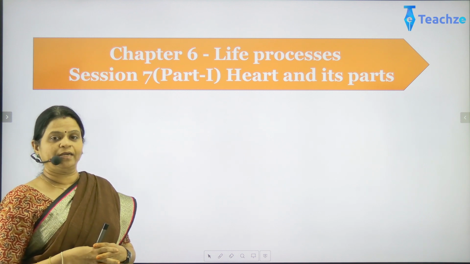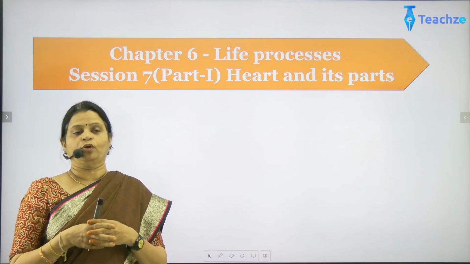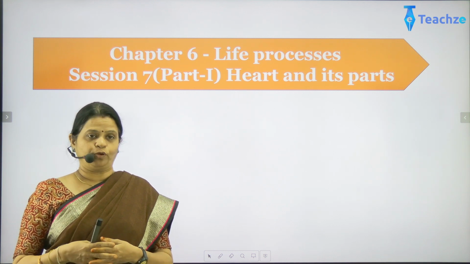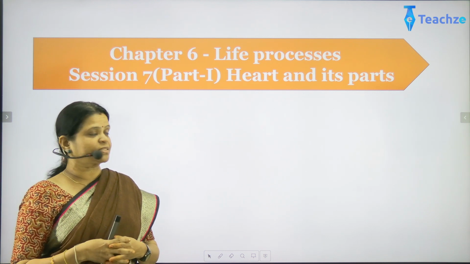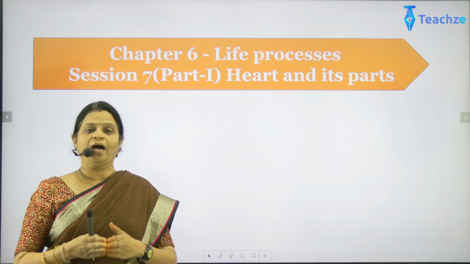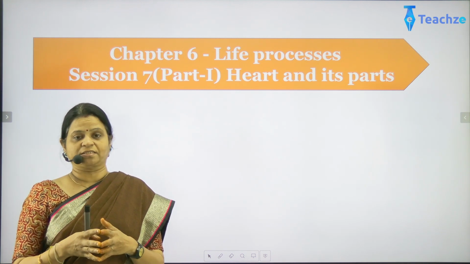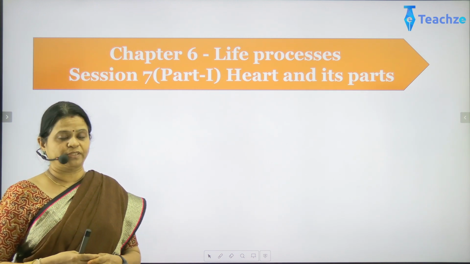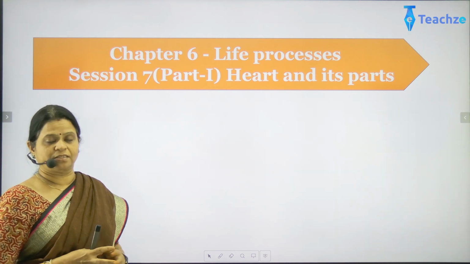In the previous session we understood about clotting, the types of blood vessels, and the type of circulatory system. Now in this session we are going to look at how exactly the heart is present in the circulatory system, what its position is, and what its different parts are.